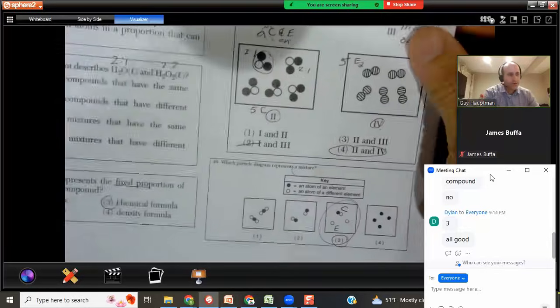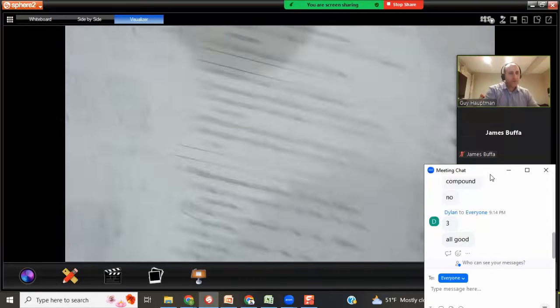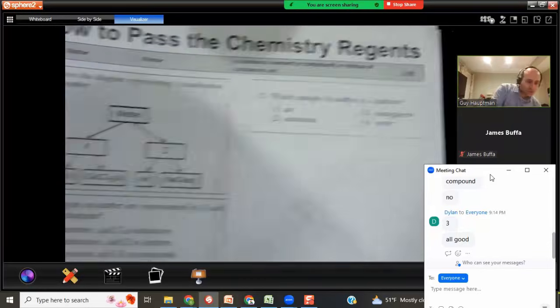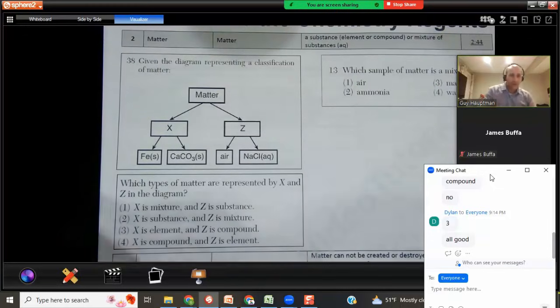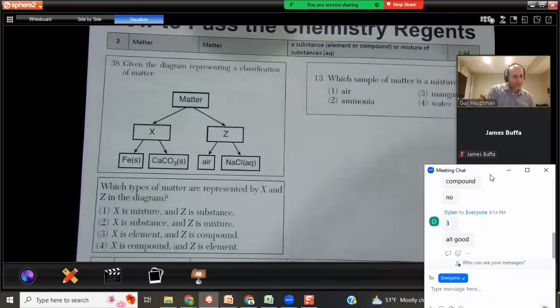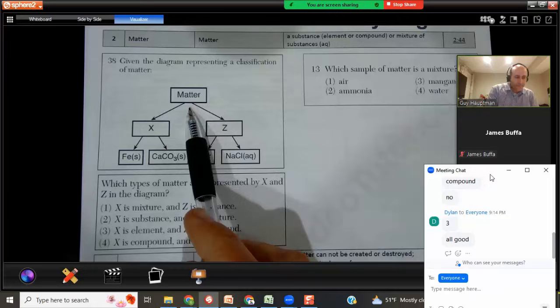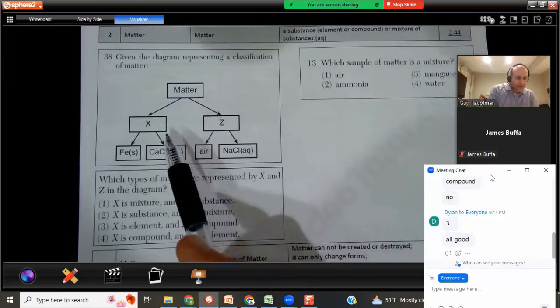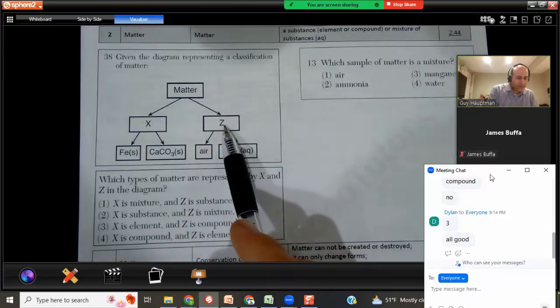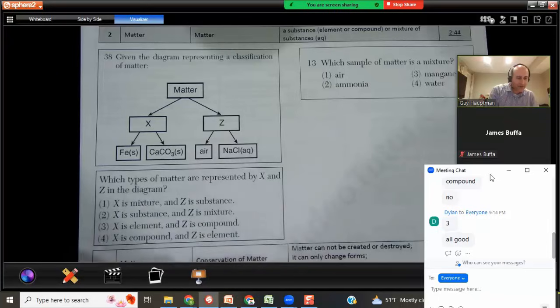All good. All right, so we're going to go on to the next page. We're still on way 2, so this just goes to show you how often these questions tend to be asked. All right, so I'm on page 2 now. And so here we have a way to show how matter can be separated into X and Z. We don't know what X and Z is. They're going to ask us about that right here. And then they give us some examples.